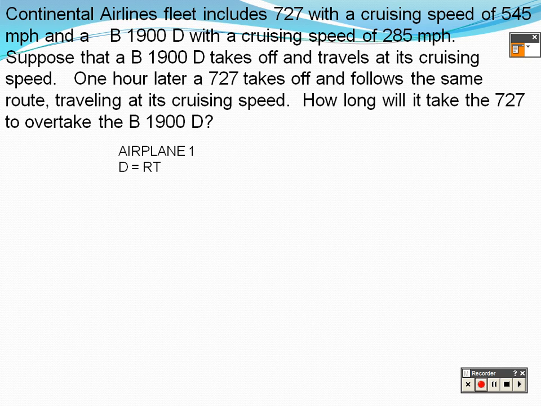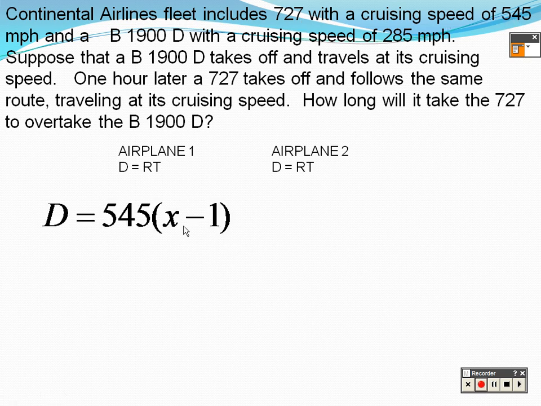The formula for the plane is d equals rt. The first plane is the 727. It's going at 545 miles per hour, but it takes off an hour later, and this one goes at 285, just a regular old cruising speed. So 1 hour later, the first plane took off, which is why it's x minus 1. So the speed of the first plane is 545 miles per hour, but it left an hour later. The airplane 2 is going a little slower, but it just left at its regular time.